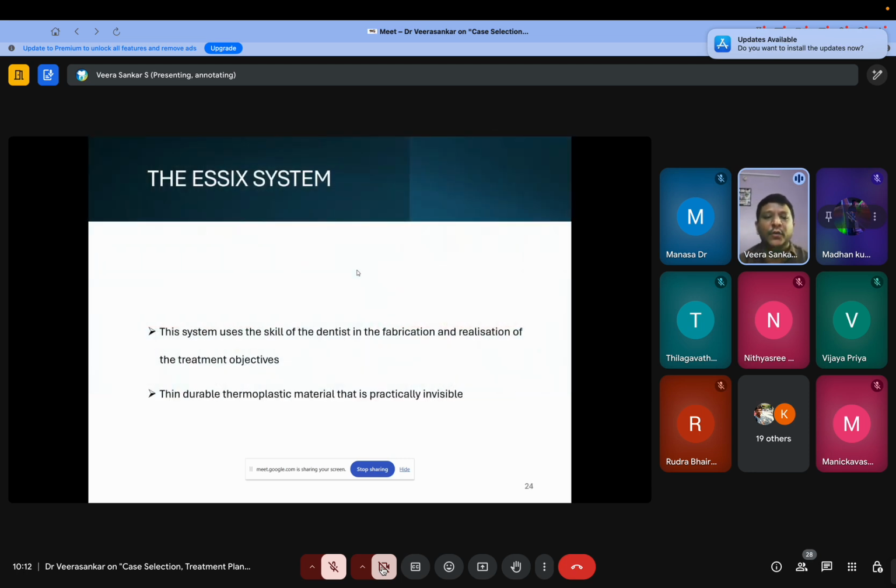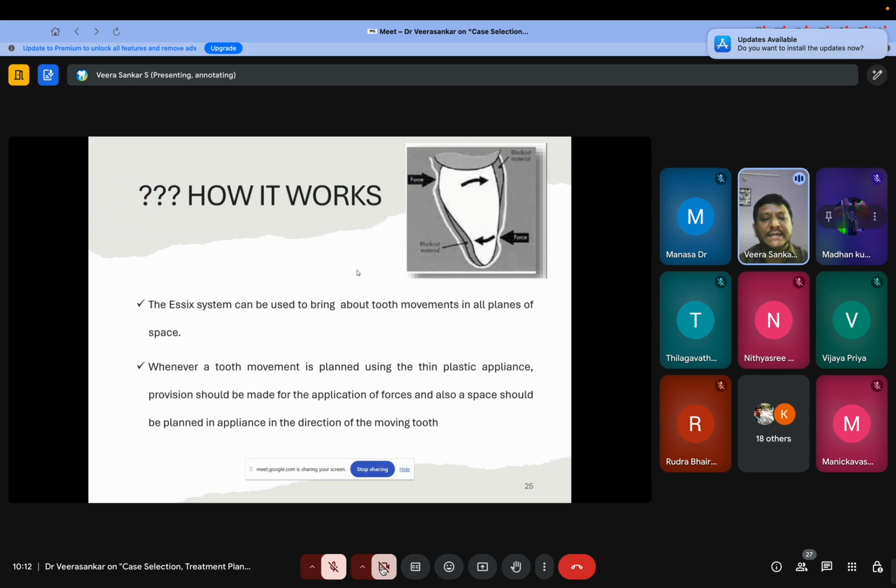So, going on to the sixth system. This system uses the skill of a dentist in the fabrication and realization of the treatment objectives. It's fabricated with the help of a thin, durable, thermoplastic material that is practically invisible. So the system can be used to bring about minor tooth movements in all planes of space.